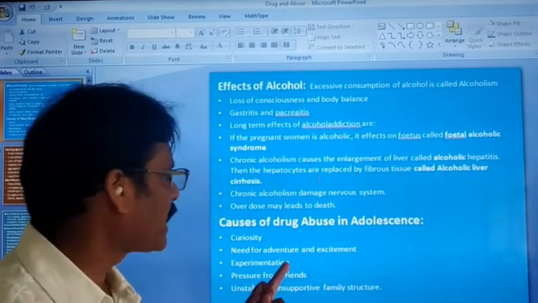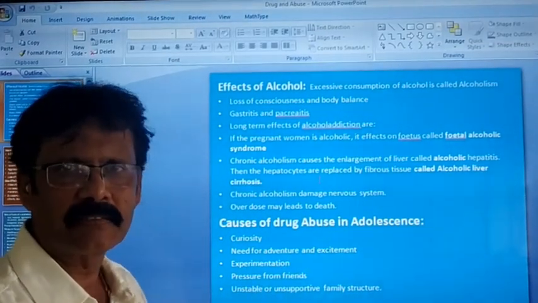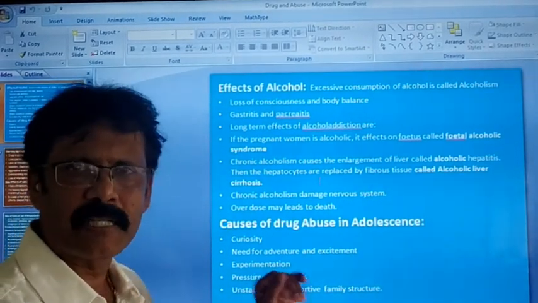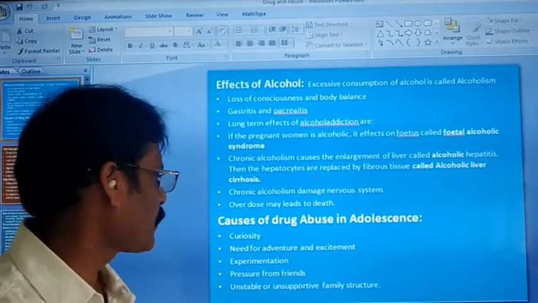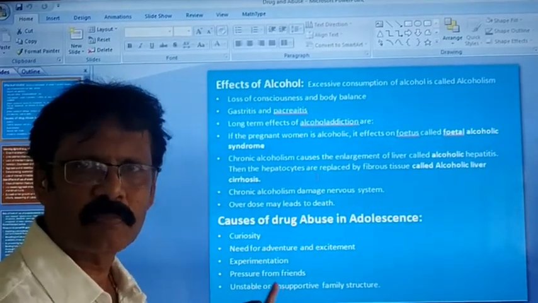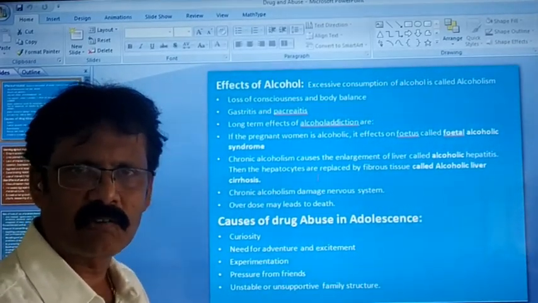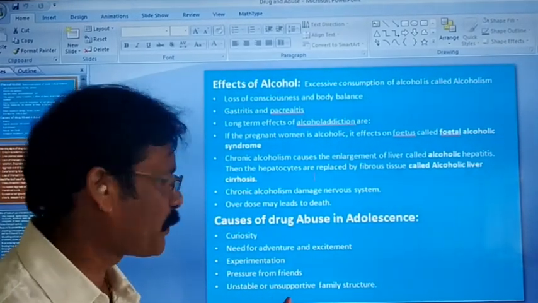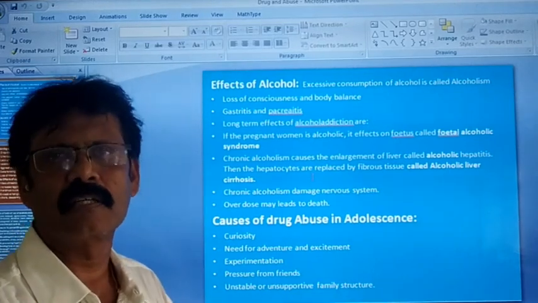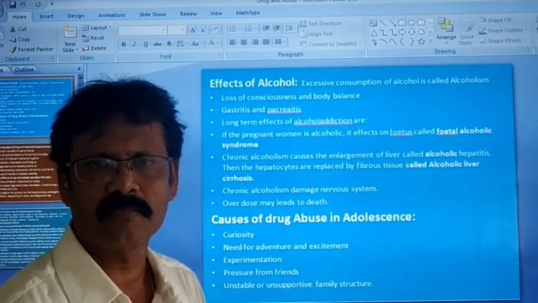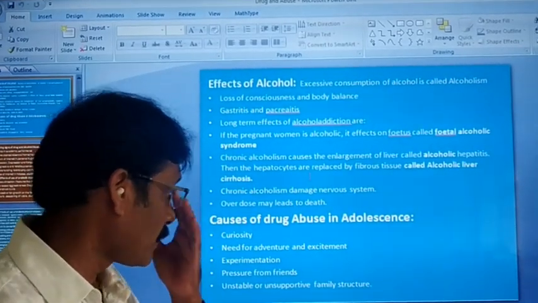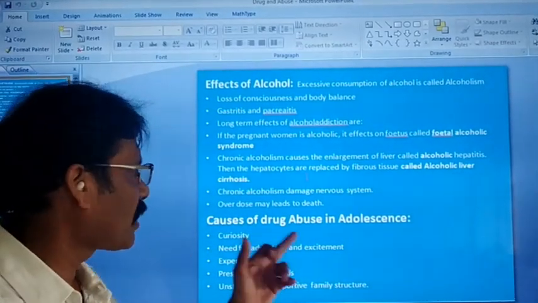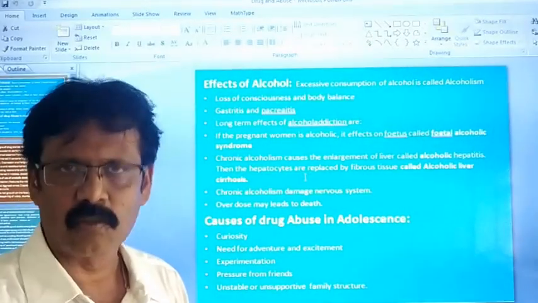Need for adventure and excitement, to achieve something. Experimentation. Pressure from friends. Unstable or unsupportive family structure. This is most important: unstable and unsupportive family structure. So these are the causes for drug abuse in adolescence.